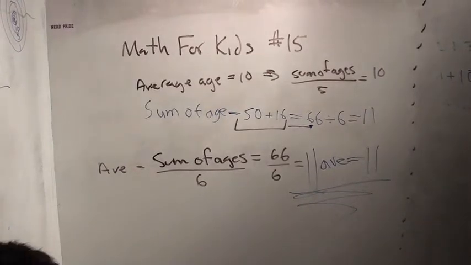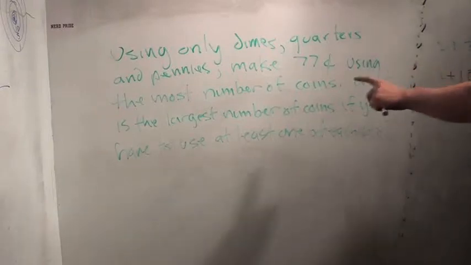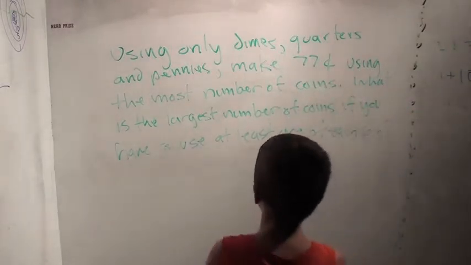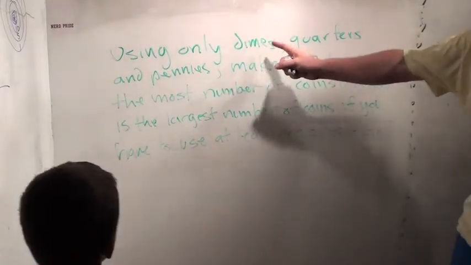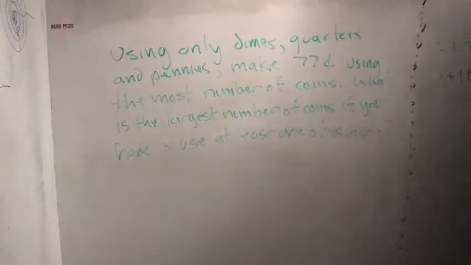Here's the next problem. Using only dimes, quarters, and pennies, make 77 cents using the most number of coins. Actually, I didn't write this problem very well. The second problem is: what is the largest number of coins if you have to use at least one of each coin, 1 dime, 1 quarter, and 1 penny. But the first problem has no restriction on how much of each you have to use.